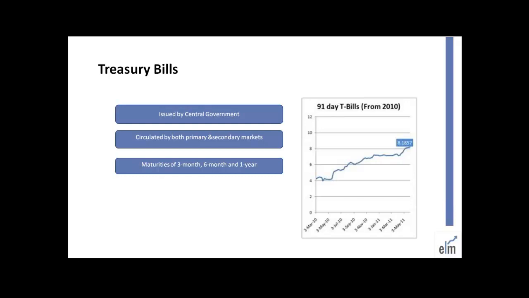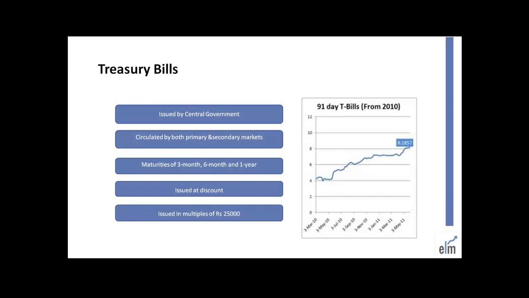And they are issued through auctions and named as a 91-day T-bill or a 182-day T-bill or 364-day T-bills by the government. These T-bills are normally issued at a discount which is priced less than the face value, and the difference between the buying price and the maturity value is the interest earned by the holder of the instrument, something which we just discussed in a zero coupon instrument. T-bills are normally issued in multiples of rupees 25,000 or more.